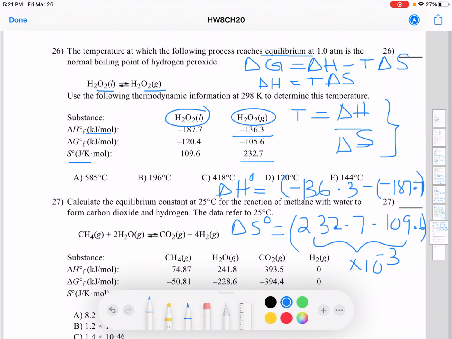And once you get the answer, it will be in Kelvin. So you subtract 273 to find out the answer in Celsius, since the answers are given in Celsius.